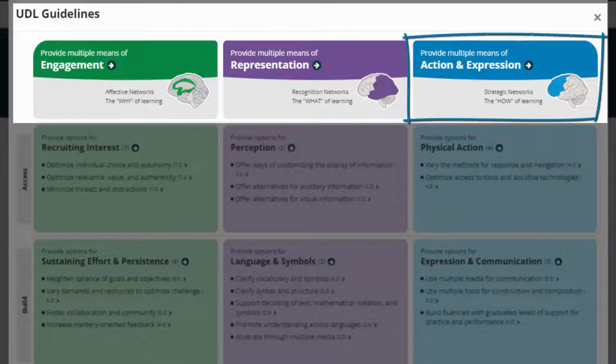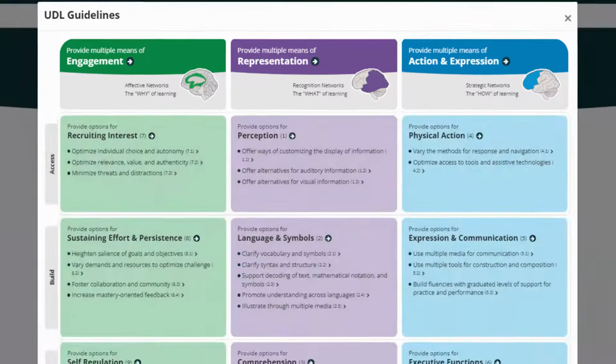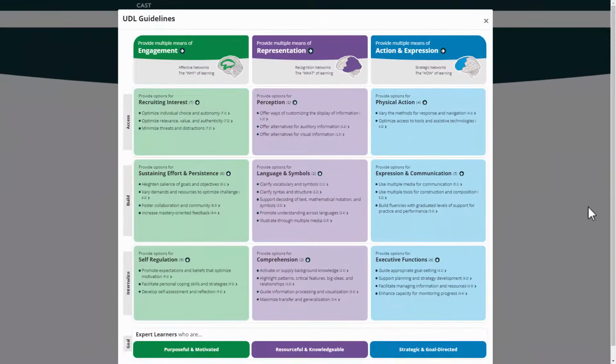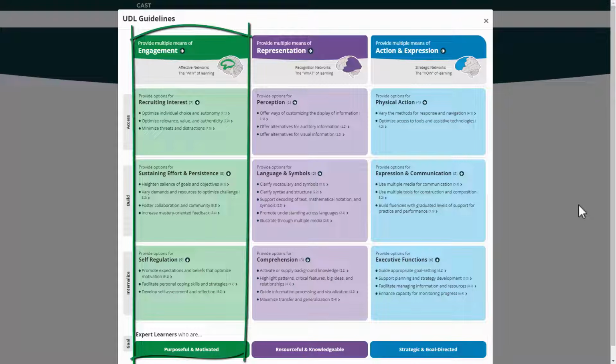The third principle is to provide multiple means of action and expression, which ensures that we give all learners options for how they show what they know in assessment and in how they express themselves in the classroom. Each principle has a colour. For example, the engagement principle is green, and related information is represented vertically on the guidelines.